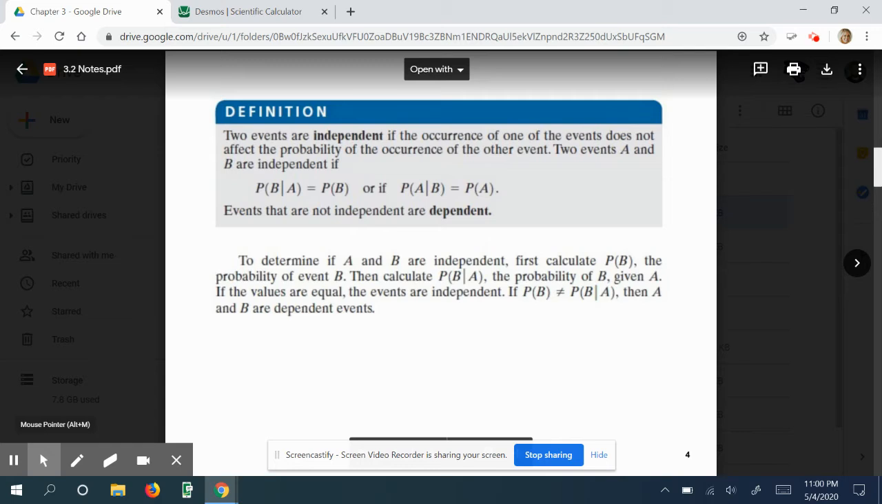Now, 2 events are called independent if the occurrence of one of the events does not affect the probability of the occurrence of the other one. So 2 events, A and B, are independent if, and notice it says probability of B given A is just the probability of B, or A given B is just the probability of A. Events that are not independent are called dependent, where they depend on each other. So, it says to determine if A and B are independent, first calculate the probability of B. Then calculate the probability of B given A, and if the values are equal, then they are independent, right? If they're not equal, then A and B are dependent events.